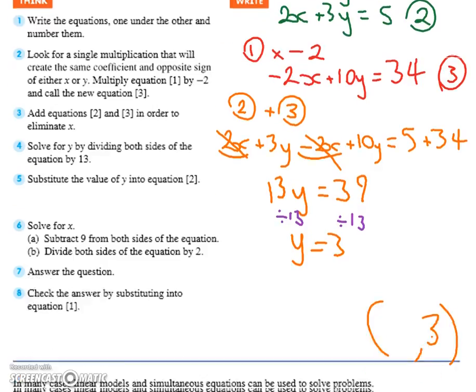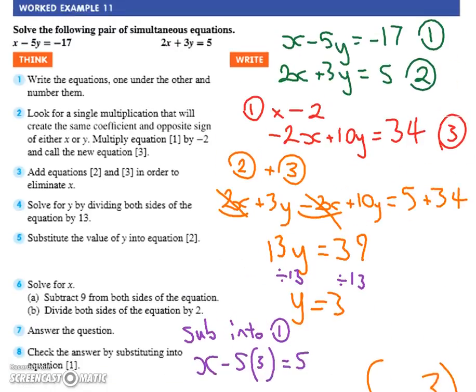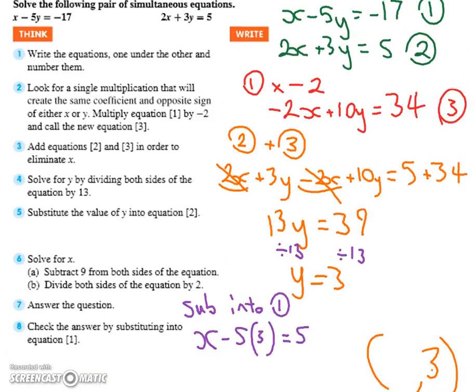Cool? So what we'll do is sub into 1. I'm writing down exactly what I'm doing. So I've got x minus 5 times 3 equals 5. Happy with that? Where there was a y, I've substituted in the 3. Did I write the right equation? Yes, because I'm substituting into equation number 1.